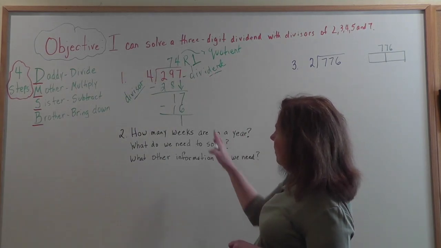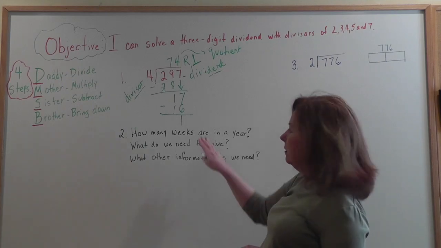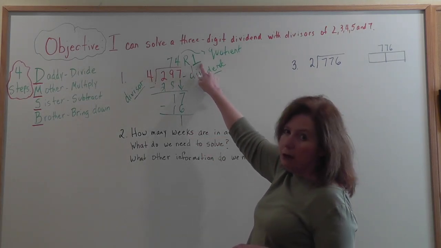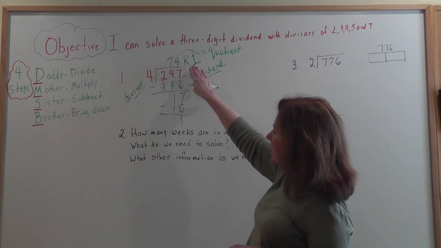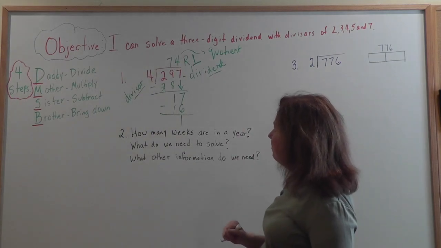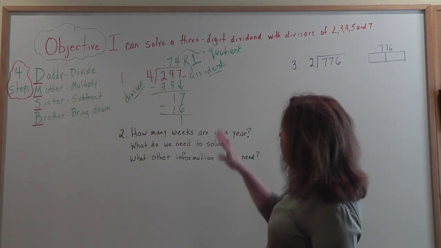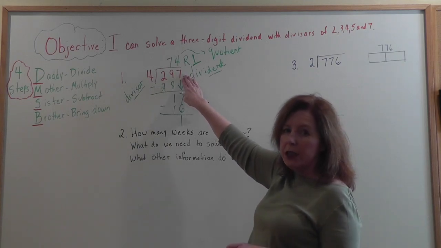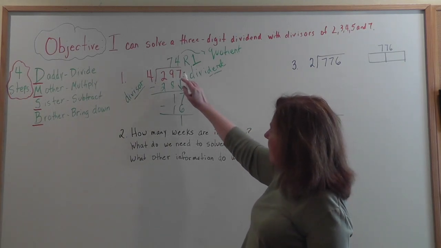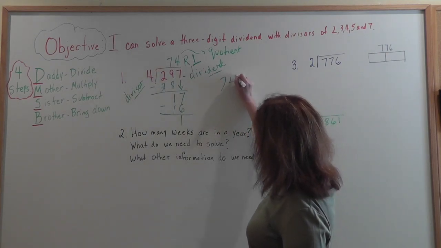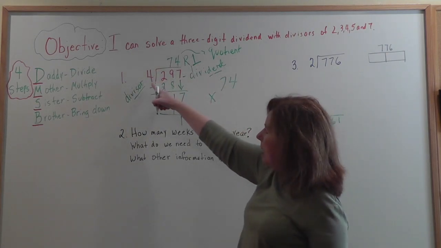Okay? Now, if I don't have a remainder, you do not need to put R0. You just leave it alone and do not put R0. Okay, so a way that we can check to see if our quotient is correct is I can take 74, my quotient, and multiply it by my divisor.